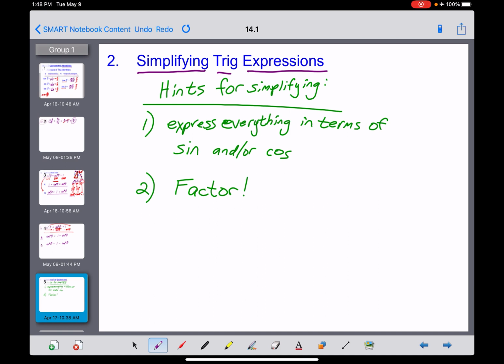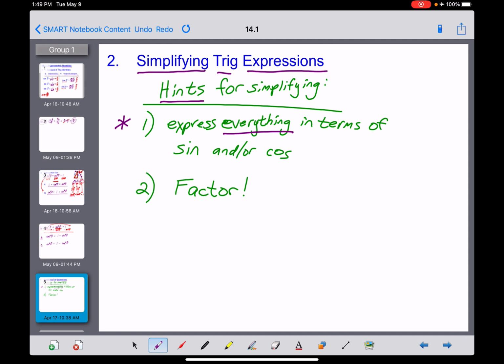So I wrote down really only 2 hints for simplifying. And guys, I'm saying these are hints and not rules because these often work, but not always. And I debated going back and forth on the order of these 2, and I decided to leave it right here, but sometimes I change my mind and I like hint number 2 before number 1. So one hint right here for simplifying trig expressions is to express everything in terms of sine and or cosine.